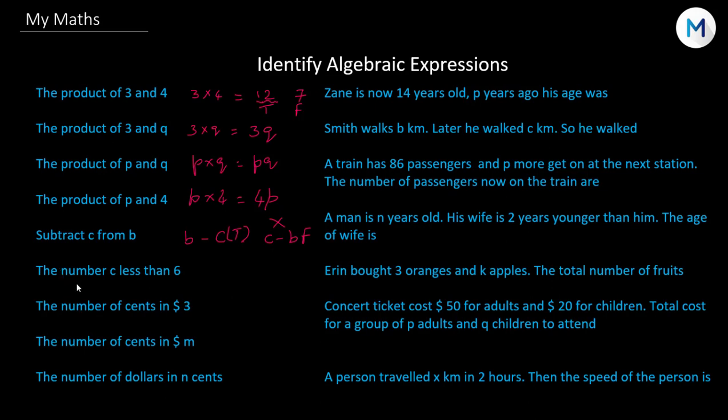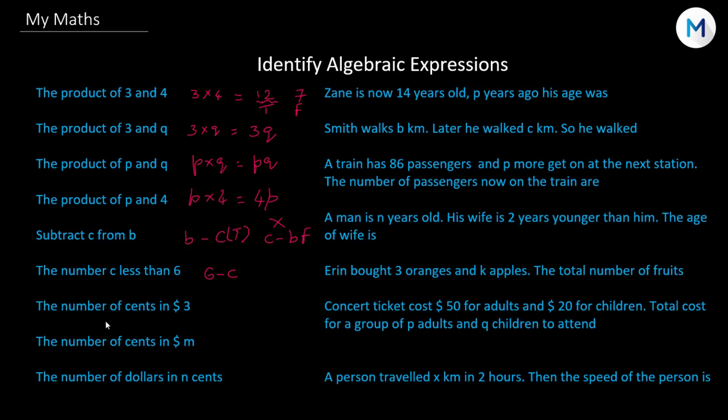So here we observe the phrase the number C less than 6. If we get confused whether it is C minus 6 or 6 minus C, the way that I look at it is, I take an example. Let us say in place of C, I replace it with 2 or 10. So 2 less than 6 is 6 minus 2. If you put the numbers, it becomes a little easier to write. So C less than 6 means 6 minus C. It is not C minus 6.